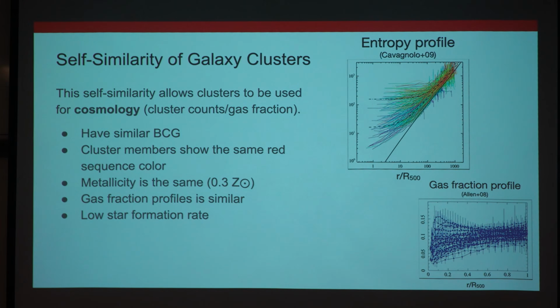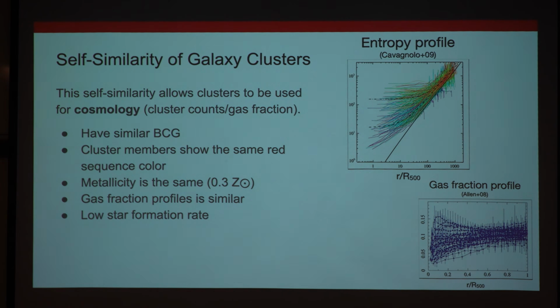Okay, I have one slide on cosmology, and it's this slide. So why is it important? The reason that galaxy clusters are interesting for cosmology is what's called self-similarity. And so what I've been explaining so far is that BCGs have pretty much the same property, the red and dead galaxy. The member galaxies look pretty much the same in almost all galaxy clusters.